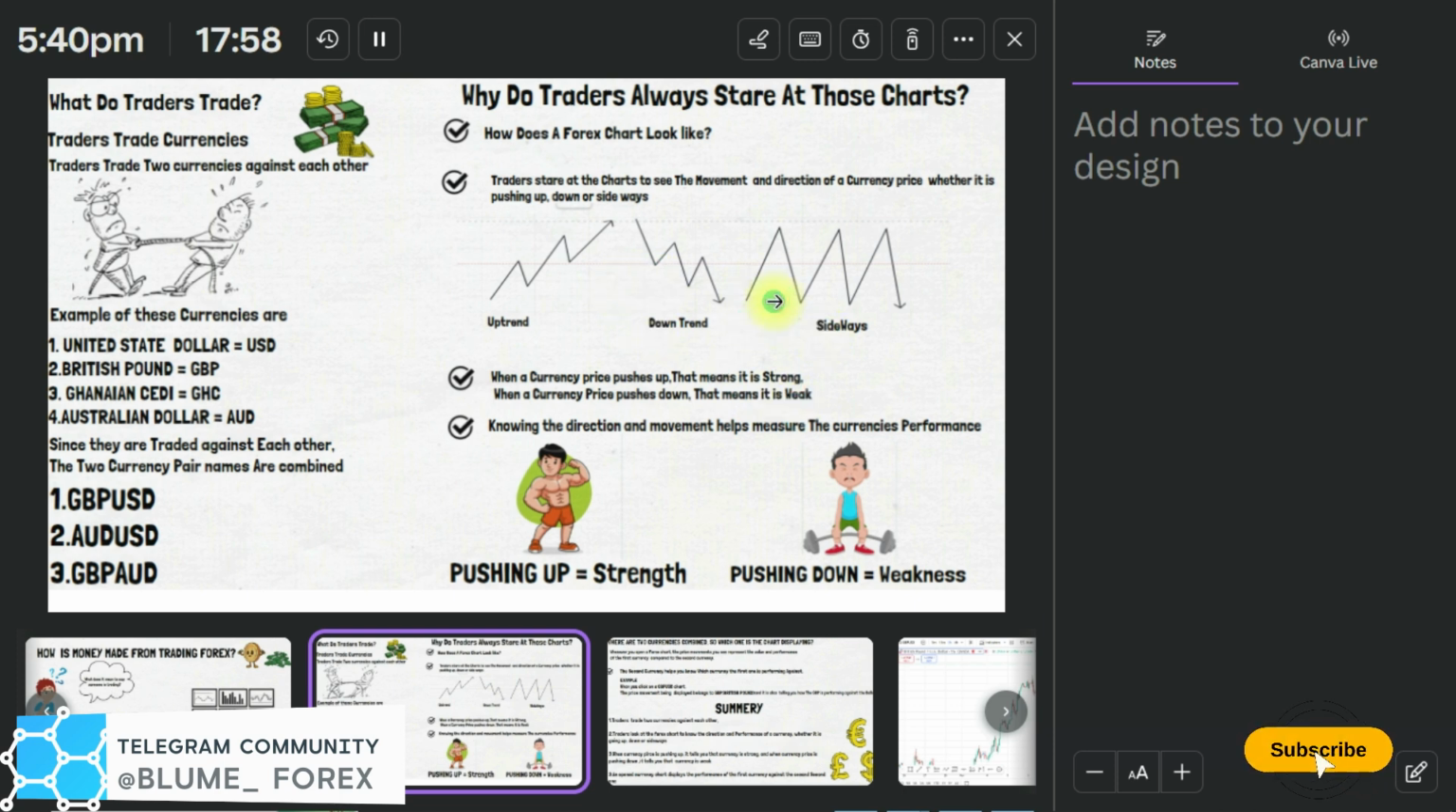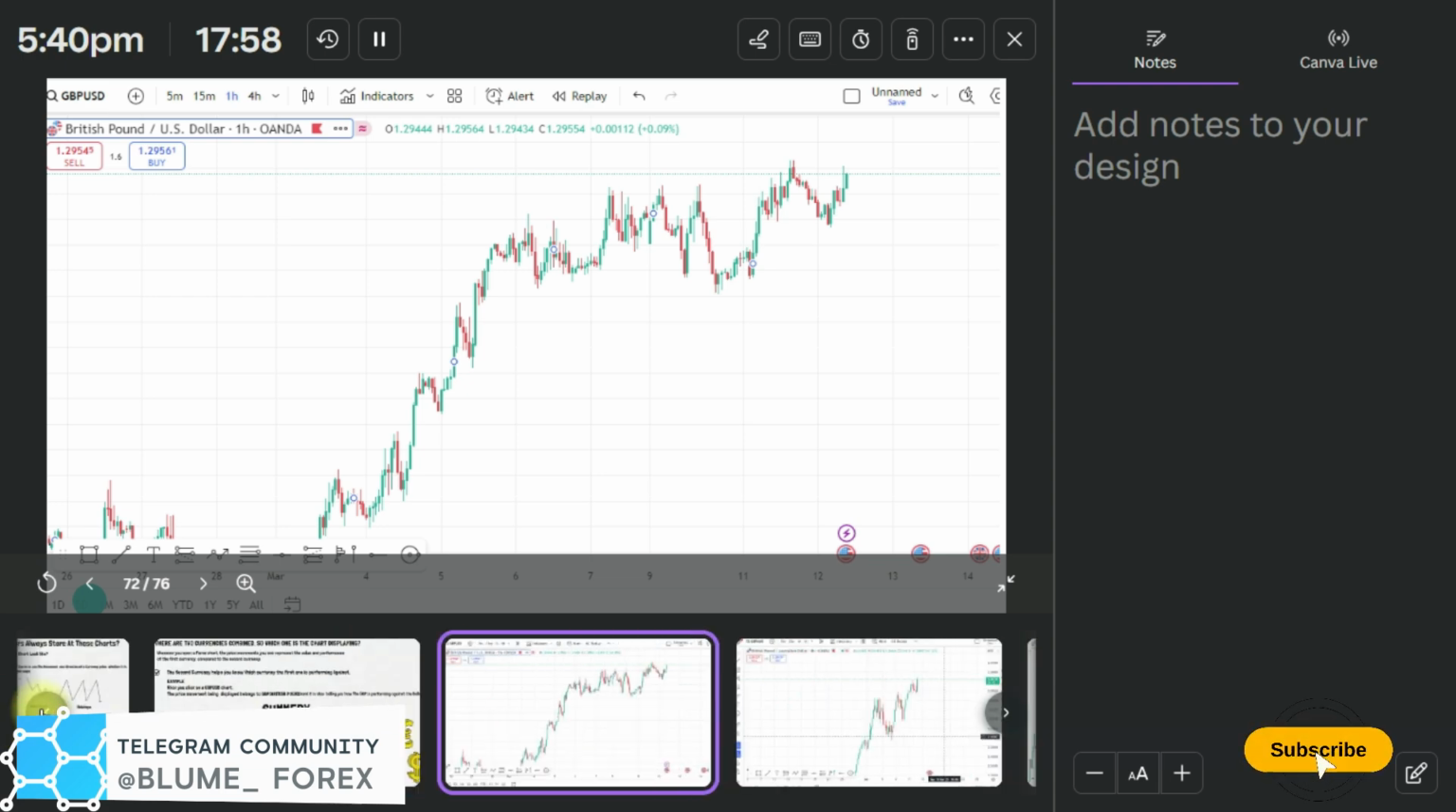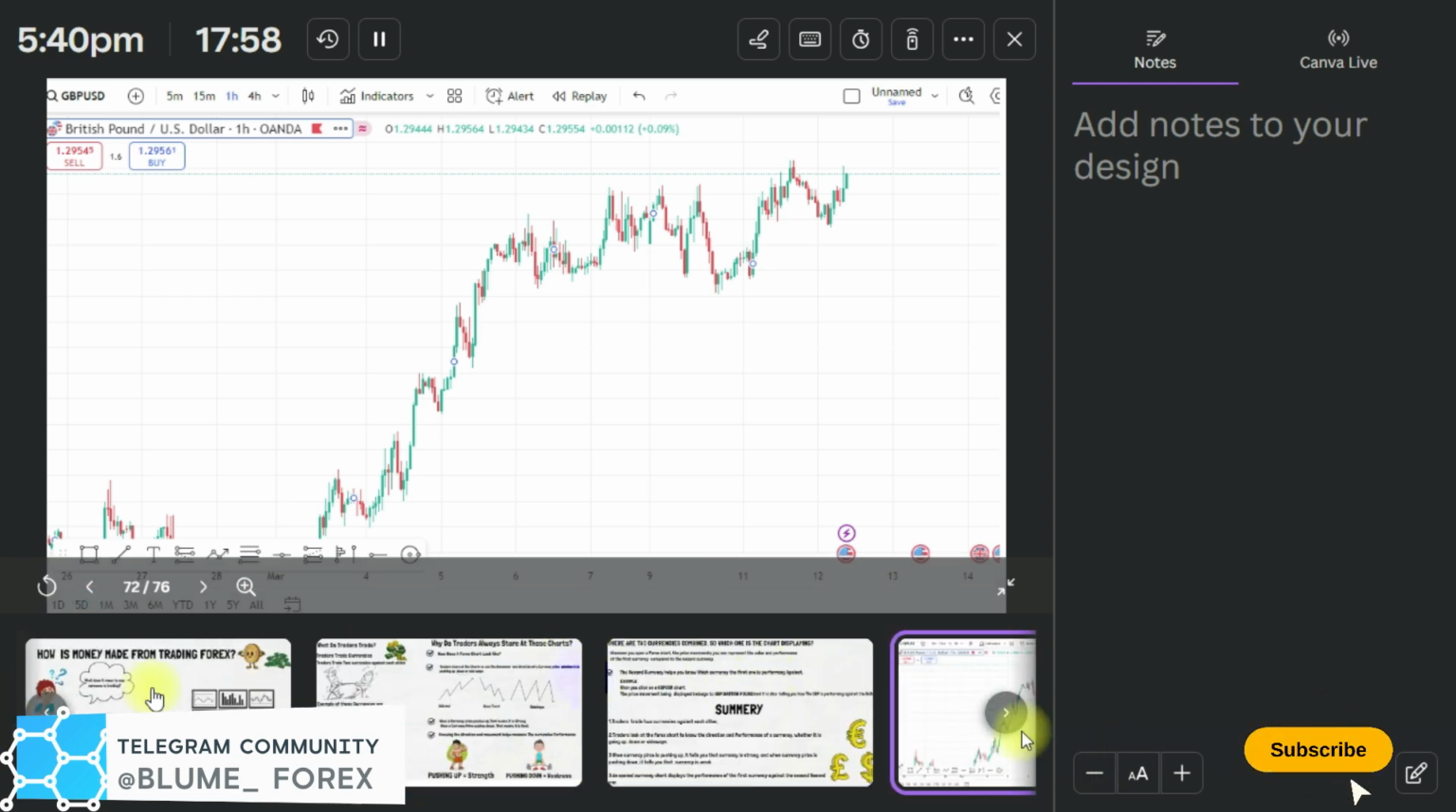So let's say the cedi is pushing up, right? The cedi is at 10 cedis, and then it's pushing up. It will push up to 15. If the cedi is at 15 and it's pushing down, you see the chart's currency price pushing down, and then you realize the cedi will push down.